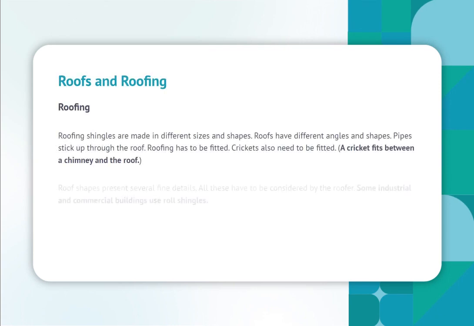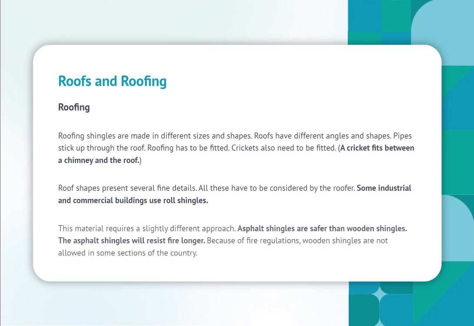Roofing. Roofing shingles are made in different sizes and shapes. Roofs have different angles and shapes. Pipes stick up through the roof. Roofing has to be fitted. Crickets also need to be fitted. A cricket fits between a chimney and the roof. Roof shapes present several fine details. All these have to be considered by the roofer.